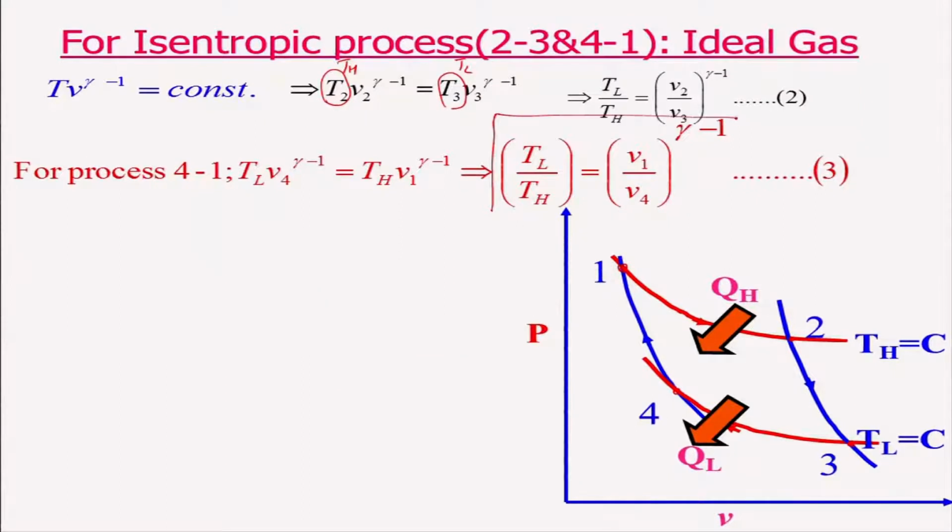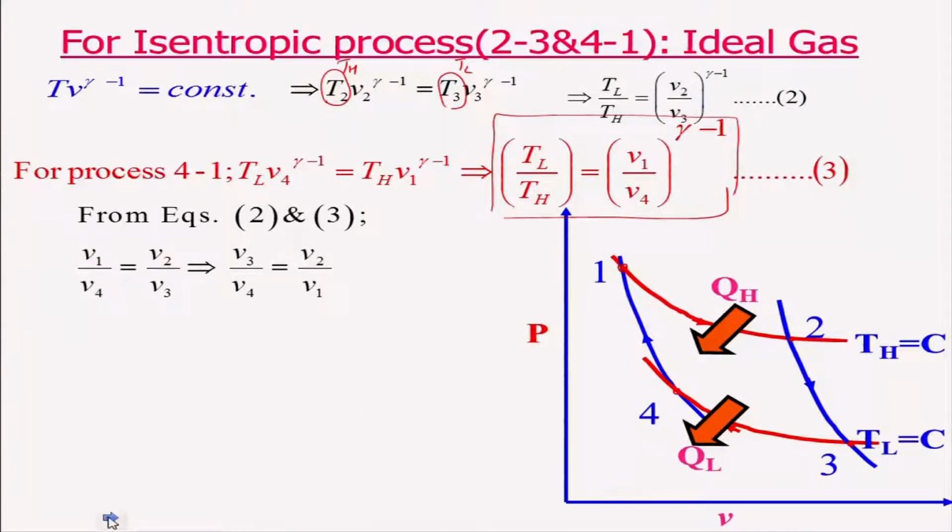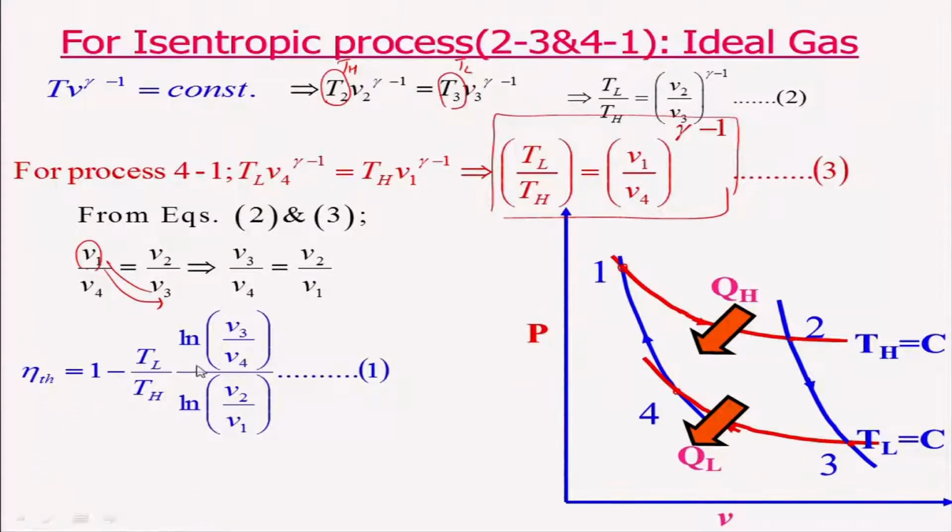If you look at these two equations, you will see that both have T_L by T_H on the left hand side. That means we can write V1 by V4 is equal to V2 by V3. We will rewrite that expression: take this here and bring this over to here. I can write V3 by V4 is equal to V2 by V1, and so these terms can be cancelled out because both are the same.